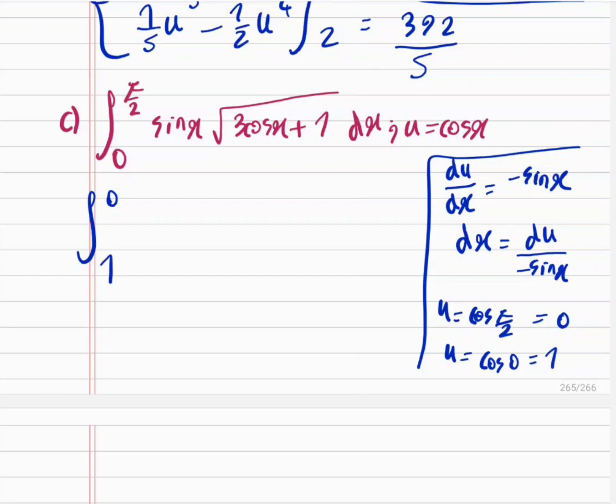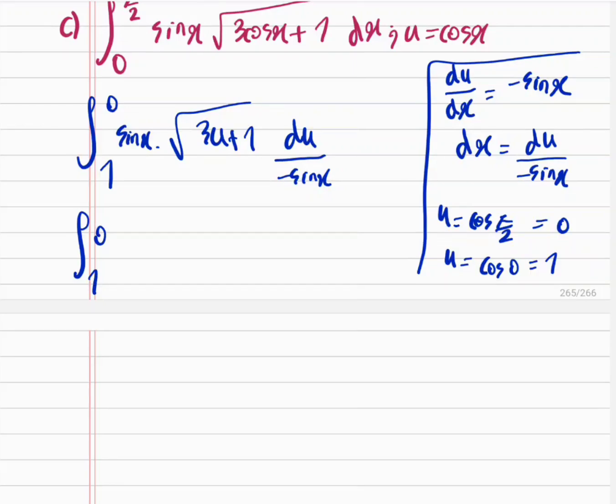Now, first, let's substitute u in, because under the square root we have 3 cos x, so that is the same as 3u plus 1. And also sin x, let's just write it as sin x because there's going to be cancellation. Now, for dx, we can write du over minus sin x. Right. So at this point, this sin x cancels out with this sin x, and we'll have minus the integral of 3u plus 1 to the power of half du.